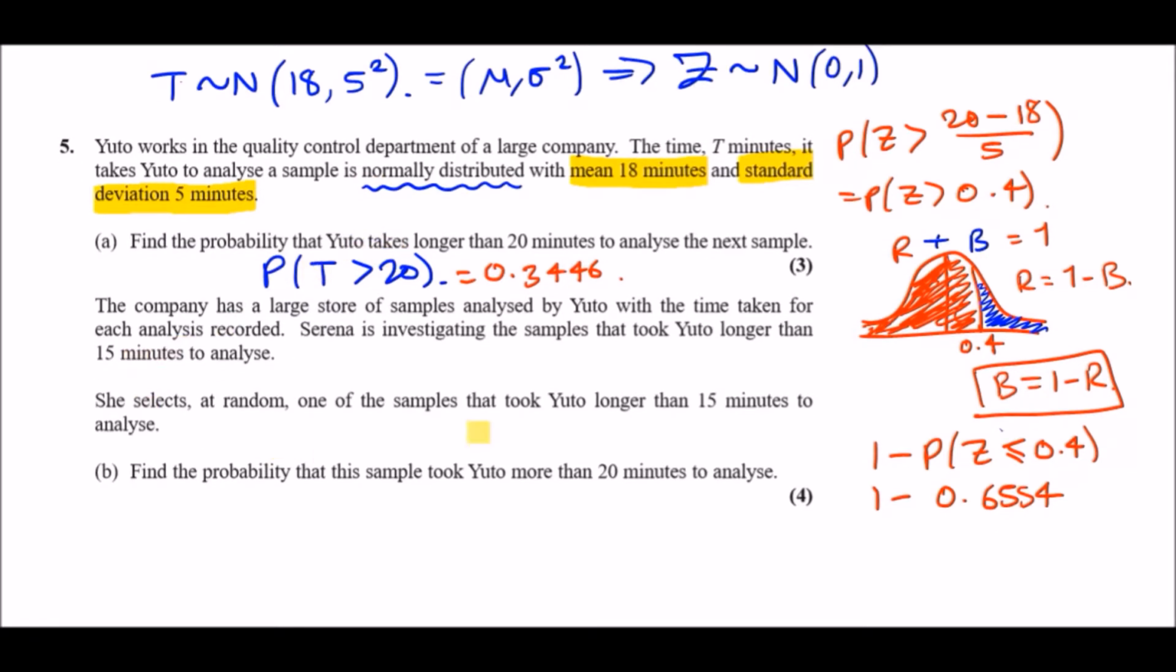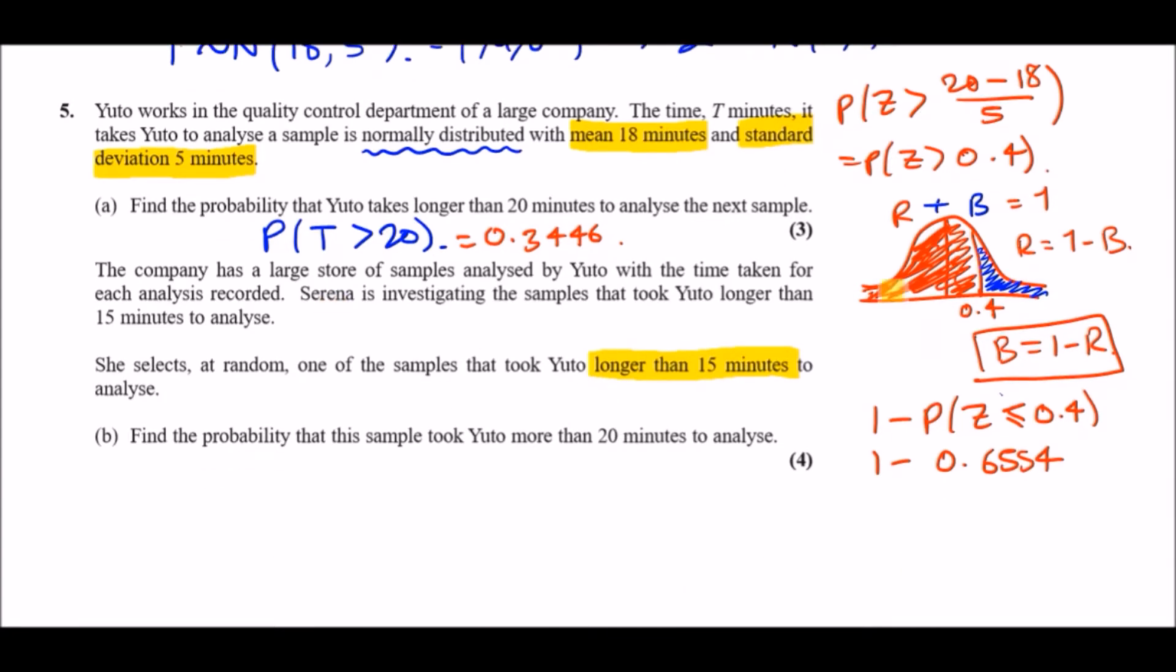Now, she selects at random one of the samples that took Yuto longer than 15 minutes. So this is already telling us that we're working in 15 minutes. So the sample size would be at least over 15 minutes. Find the probability that this sample took Yuto more than 20 minutes to analyze.